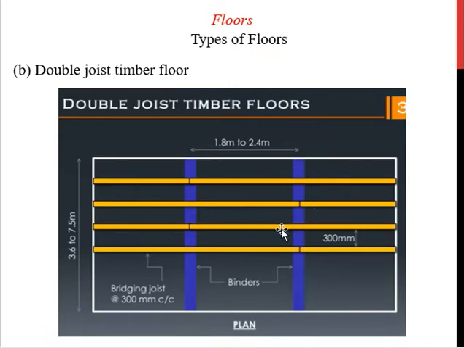And if this distance is greater than this, then we will go for the triple or the frame joist timber floors. In this case again we have binders, and the distance between them is kept between 1.8 to 2.4 meter. Distance between the joists is kept to be 300 mm, and since it is double joist, as you can see here, these are the two joists, joist 1, joist 2. Here it is a partition. Again this is joist 1, this is joist 2. So here we have used two joists, that's why it is known as double joist timber floor.